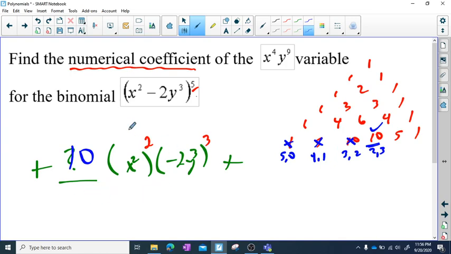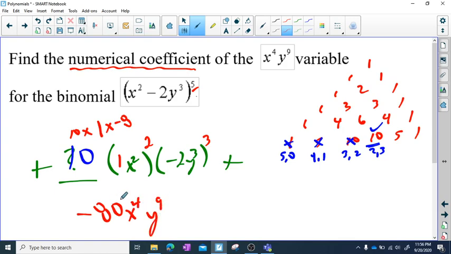Then, you're not finished. Now we're going to, like we did the last one, tidy up this term. So I've got a 10 multiplied by, the nice thing, this is just 1 squared, so that's 1. Negative 2 to the power of 3 would be a negative 8. 10 times 1 is 10, times negative 8, negative 80, x to the 4th, y to the 9th. There's the answer to their question. What is the numerical coefficient? That's the answer, negative 80.